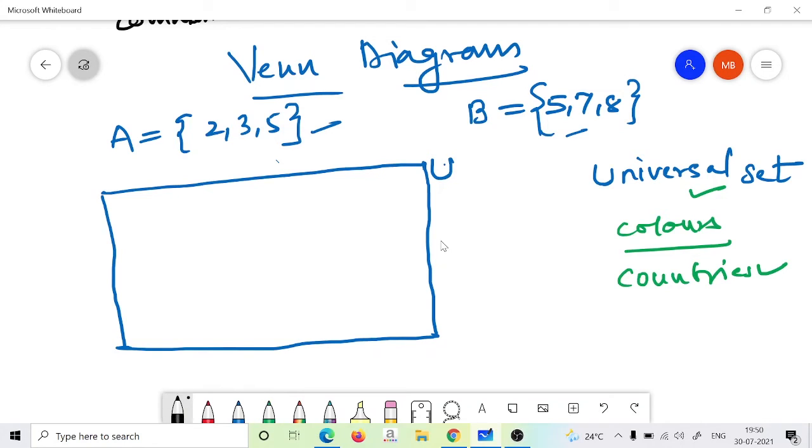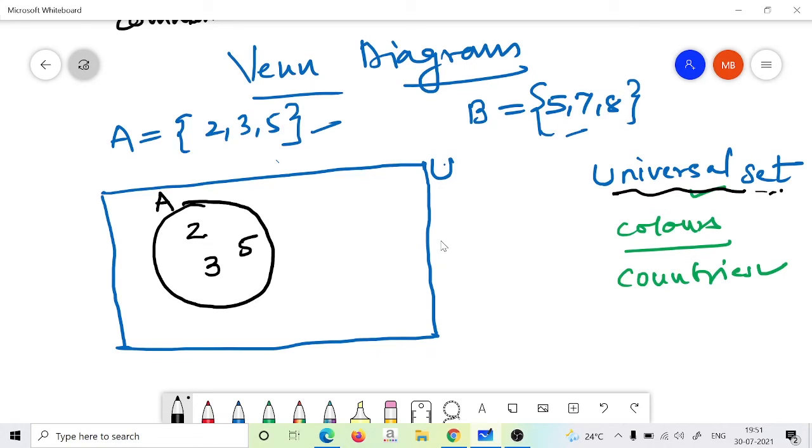So obviously this set will contain A. So I'll make a circle which represents A. A has 2, 3, 5, so I'll write 2, 3, 5. And then we have set B. Set B will also be contained in the universal set: 5, 7, and 8. Since 5 is common, set B is 5, 7, and 8.